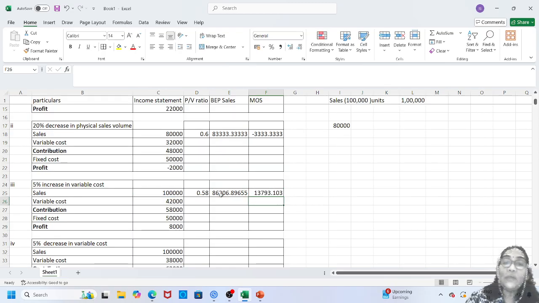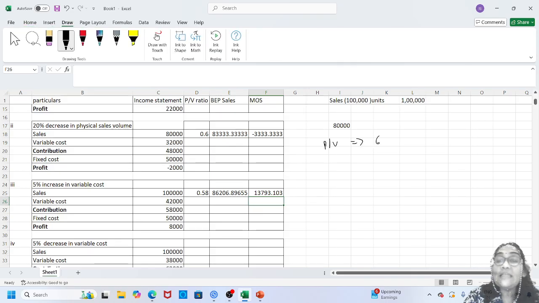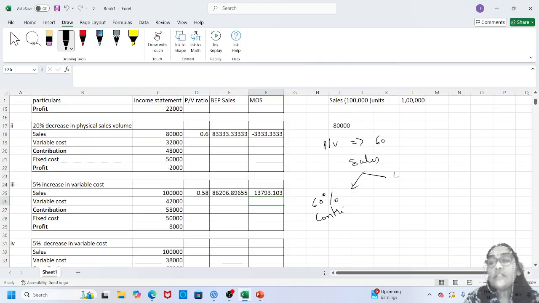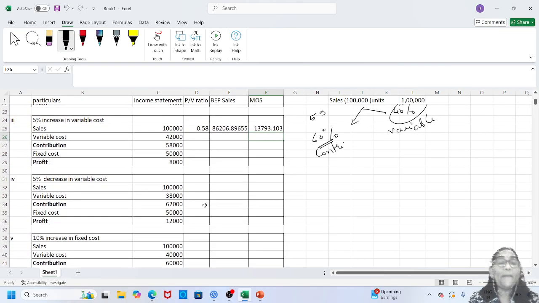So I had told you earlier, if your PV ratio is, let's say, 60, that means out of sales, 60% is your contribution and 40% is going to be your variable cost, right? But if your variable cost becomes 45%, naturally your contribution will reduce to 55%. So what is happening? Definitely the contribution is changing, so your PV ratio will also change. So you need to remember that.